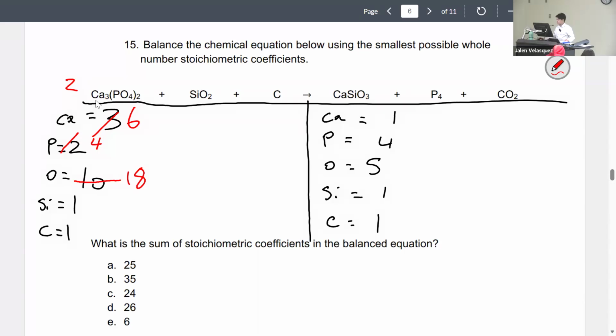Now let's look, these are good. Let's look at calcium now, right? I've got 6 here versus 1. So let's use a 6. That gives me 6 calciums, 6 silicons. And how many oxygens do I have now? I've got 18. So we've got 6 times 3, which is 18 plus 2, so 20, right?